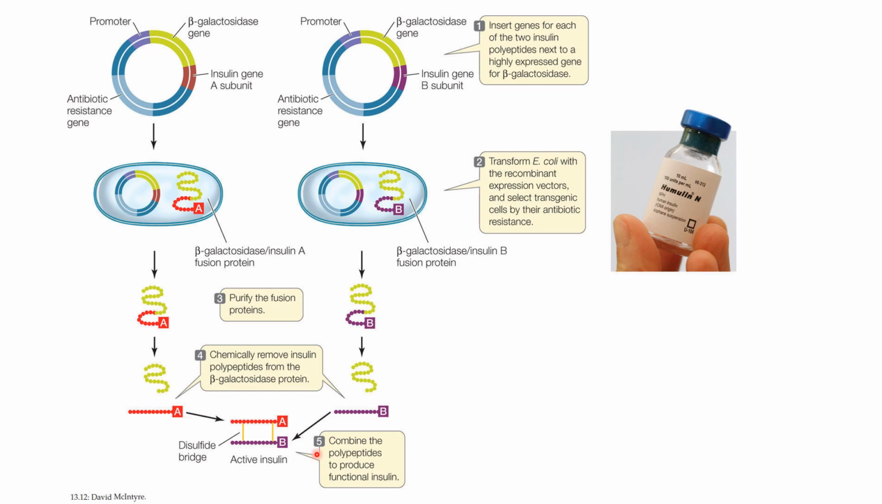Now, step 5, combine the polypeptides to produce the functional insulin. Functional insulin is made of the A chain and the B chain. So you have the A chain here after we chemically remove it and separate it from the beta-galactosidase protein, and the B chain, which are then joined by the disulfide bridge. As we have established, these disulfide bridges are formed between two cysteine molecules from both the A and the B chains.